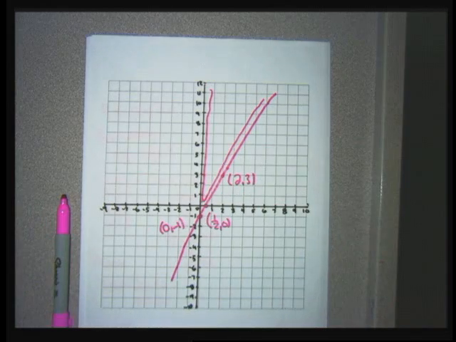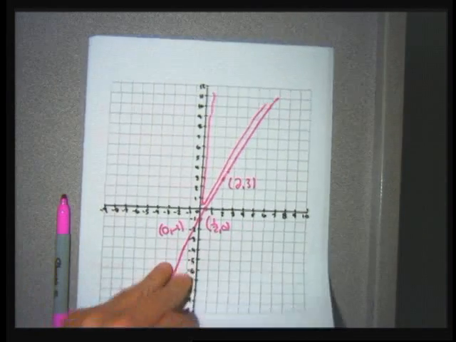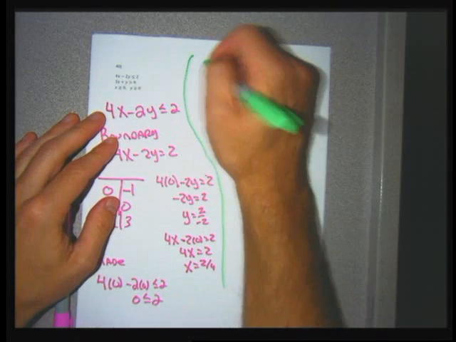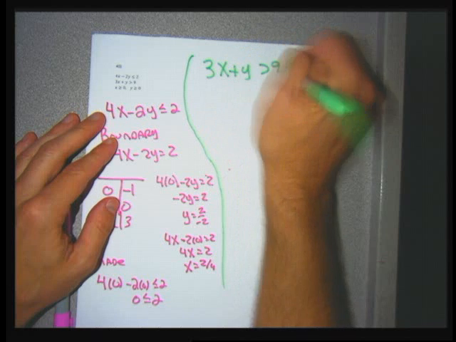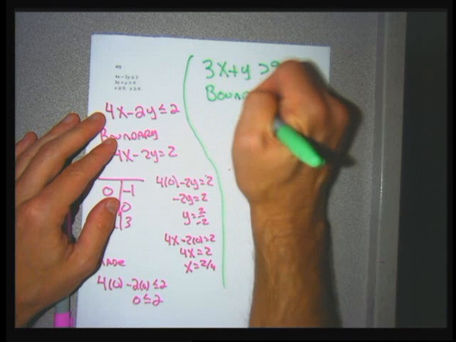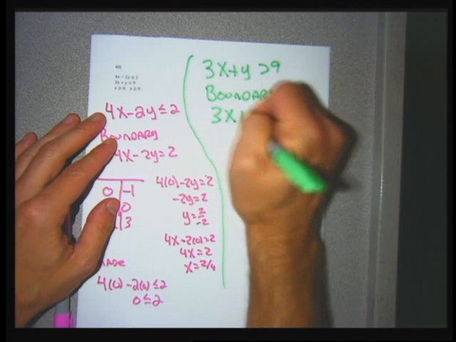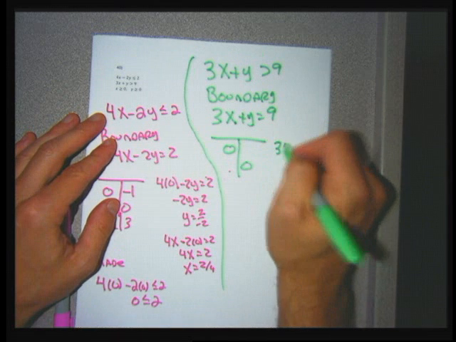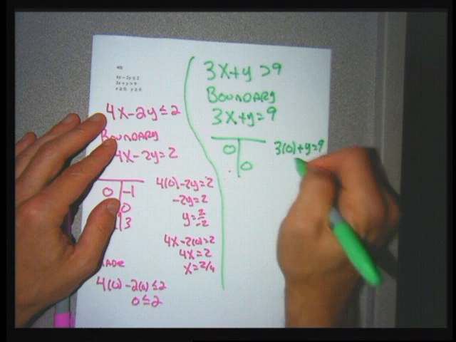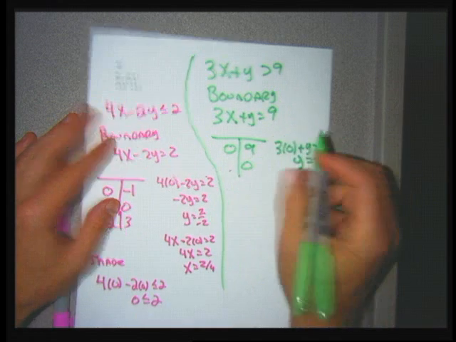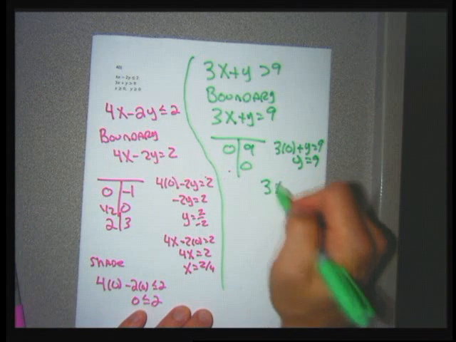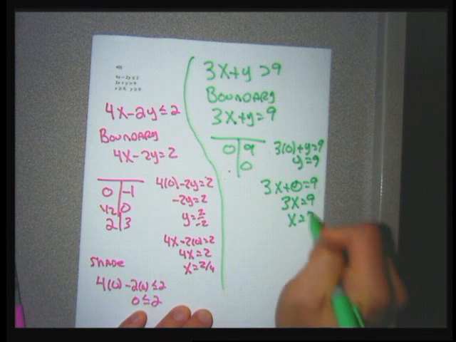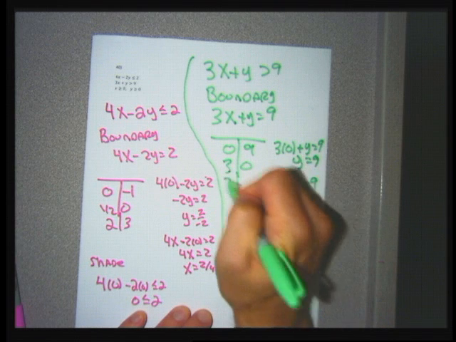Now I'm going to get the other graph in there. And I probably shouldn't have drawn what I just drew, but it's there. I'll live with it. Last one's a dashed. So this 3x plus y is greater than 9. I'm going to do the boundary, which is 3x plus y equal to 9. Do my zeros. First 0, I go 3 times 0 plus y equal to 9. That gives me y equal to 9, so the point 0, 9. And then 3x plus 0 equal to 9 gives me 3x equal to 9, which gives me x equal to 3. And in addition, I want the point 2, 3.